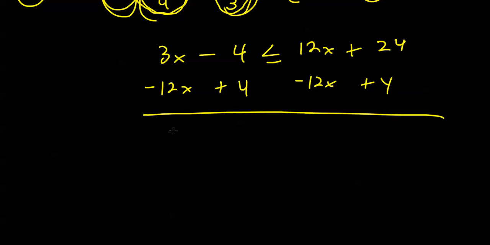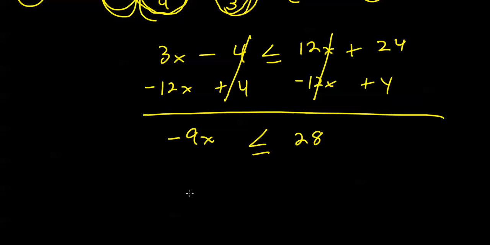3x minus 12x is of course negative 9x. Be careful of signs. The 4 and minus 4 cancels out on the left. Less than or equal to, the 12x and minus 12x cancel out, and 24 plus 4 is 28.